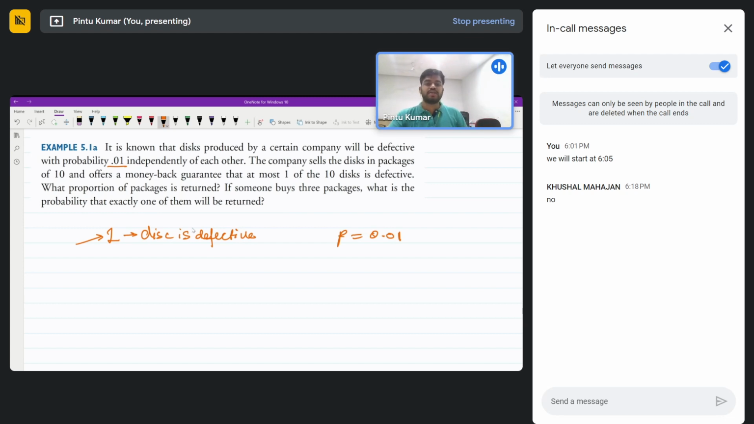The company sells the disks in packages of 10 and offers a money back guarantee that at most one of the 10 disks is defective. So if in a pack of 10 at least one of them is defective, then the company gives you a money back guarantee. Okay. So the first question is, what proportion of packages are returned? So actually you want to find the probability that your package is returned.